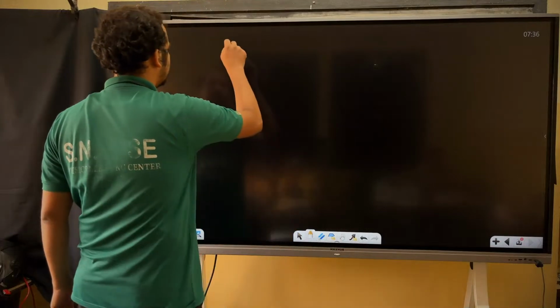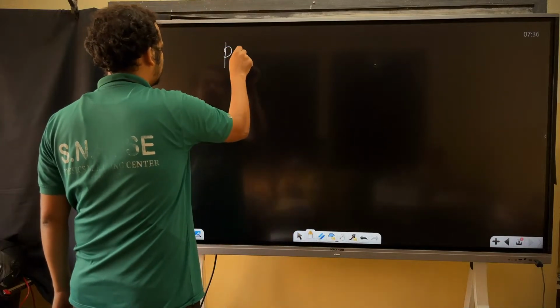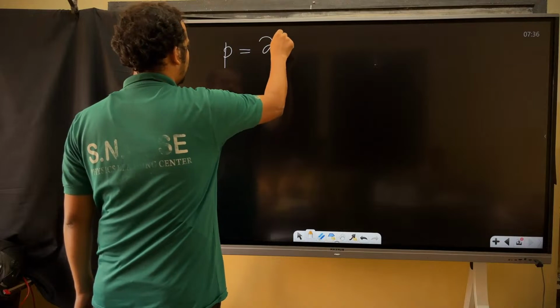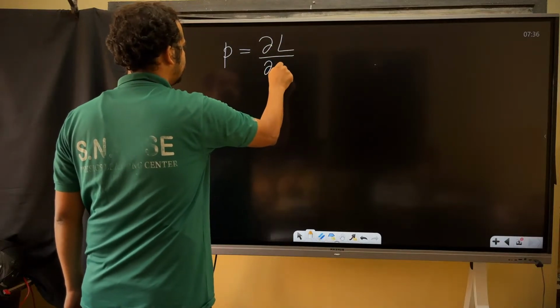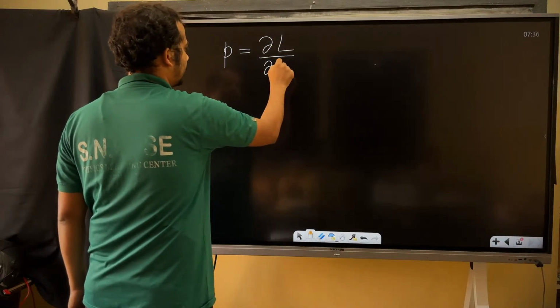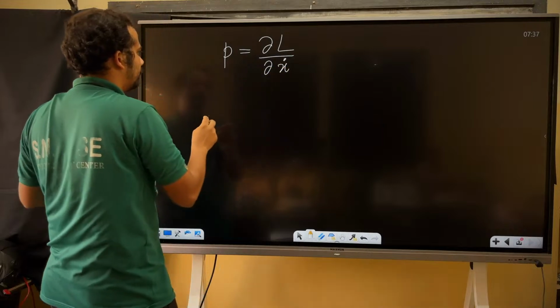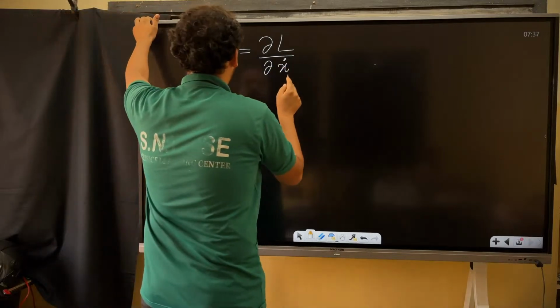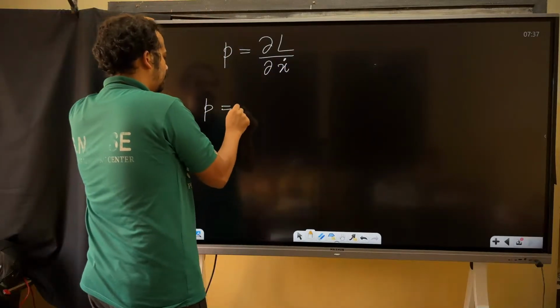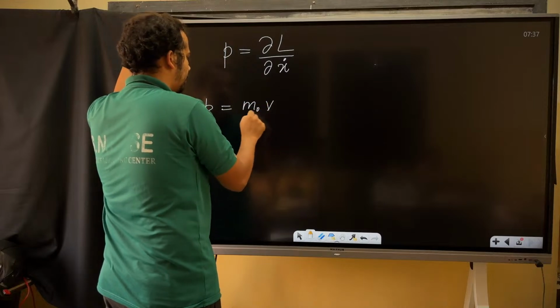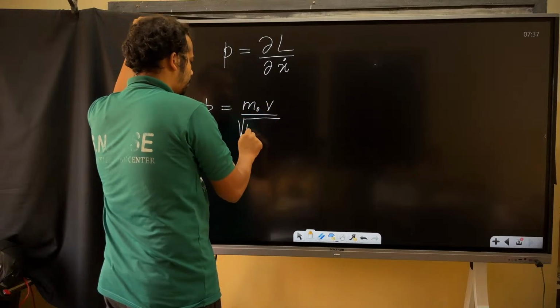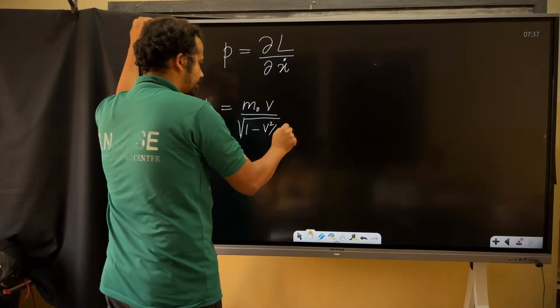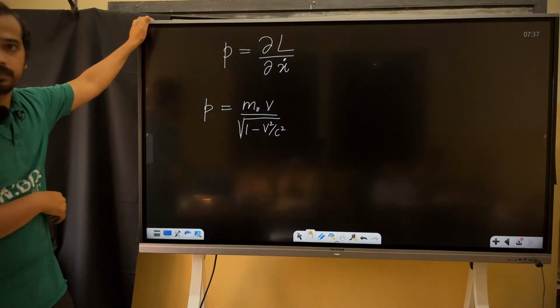How do you start here? You write your canonical momentum is equal to dou L by dou x dot. Am I right? So now what I'm going to do here is, this P relativistically, what is this one? M naught V divided by root of 1 minus V square by C square. Relativistic momentum.